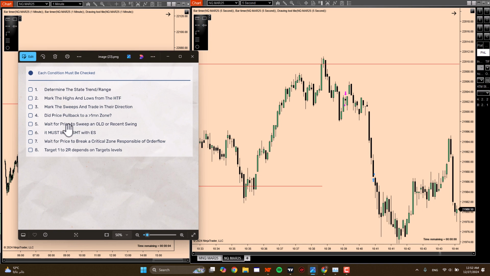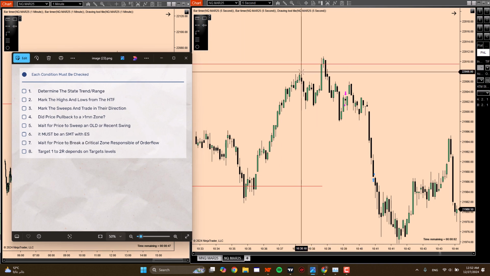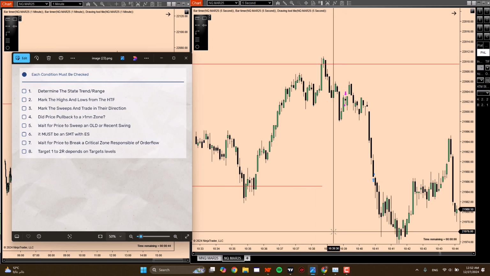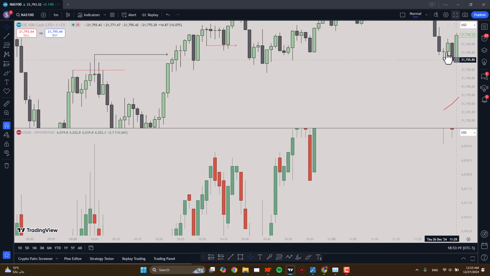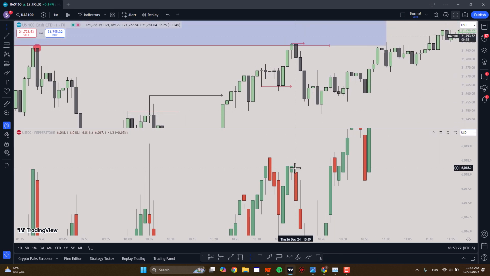We do have that here. Wait for price to sweep an old or a recent swing. We also have that here, this one right here, okay? There must be an SMT with ES. We do have an SMT with ES with this. Alright, let me show it to you here. So you can see that between this high and this high there was an SMT. ES didn't take this high, while NQ did. And also there was one here. On the candles, on the lower time frame, compare this, okay, with this candle. On ES or on NQ, this candle took the high of this, while this one didn't. So we have two SMTs here.